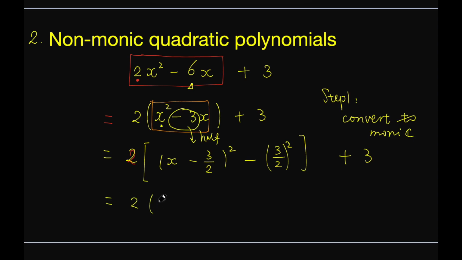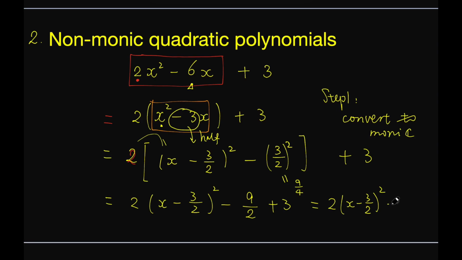Then we just simplify this expression. For this one, we will have 9 over 4. And when we distribute 2 to every term in the brackets, it will become 9 over 2 plus 3. Then the final answer will be 2 times x minus 3 over 2 all squared, then minus 3 over 2, because 3 can be written as 6 over 2. Done.